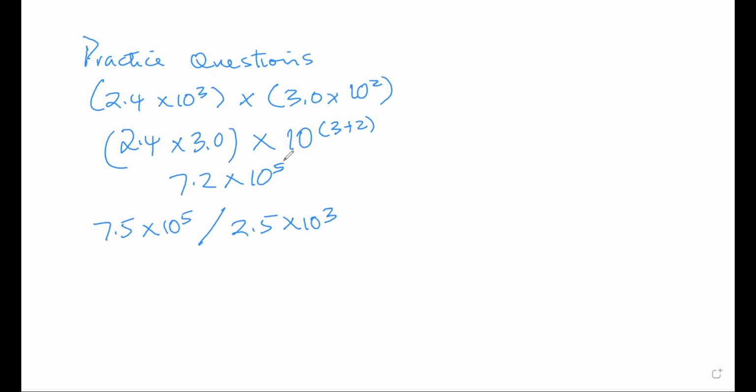Okay. This one is 7 over, this is division. We subtract the exponents, 5 minus 3. This will be 3 times 10 to 2. Okay.